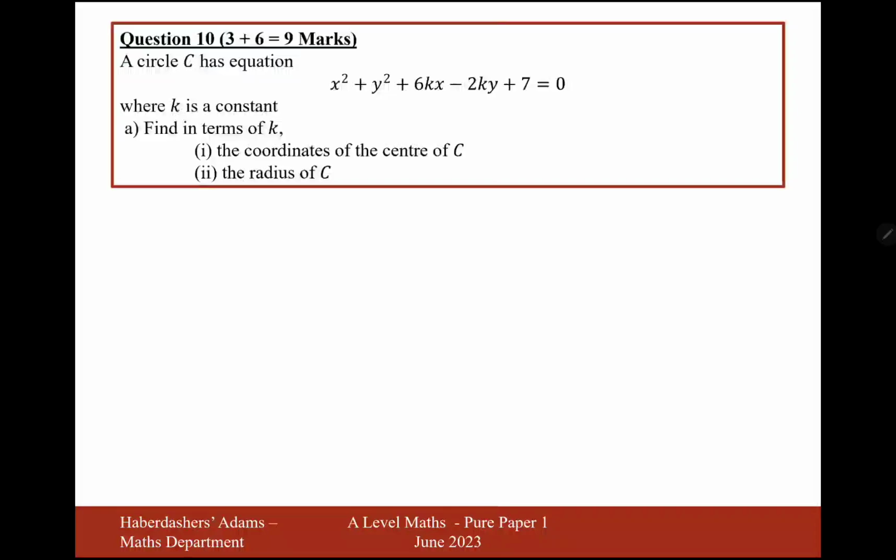A circle has the equation given here. Find, where k is a constant, in terms of k the coordinates of the centre C and the radius r. What we've got to do with this one is a bit of double completing the square.